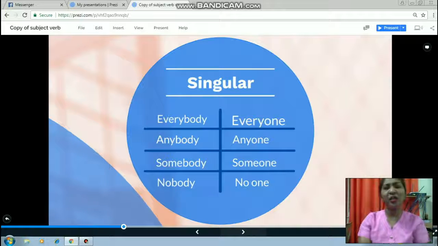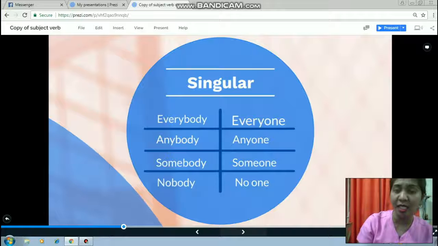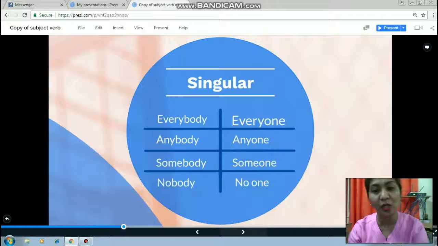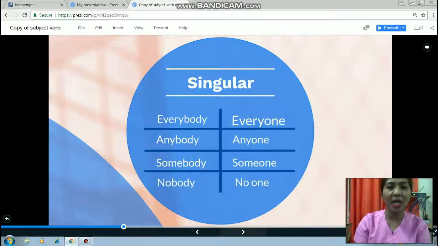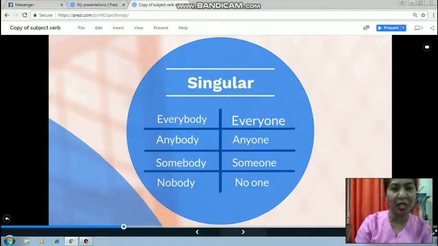Now, in the following words that we have, what do you notice? In the first column, each word ended with the word body, and in the second column, it ended with the word one, right? Because the words body and one refer only to one person. Body refers to only one person. One refers to one person. That is why these words are considered singular.